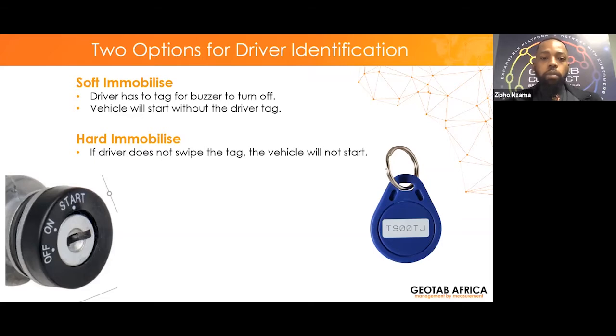100%. And the second part of my question is with regards to the hard immobilizer part. Now, let's say same scenario, I allocate tags to drivers, and upon the duty of the driver, he misplaces his tag and loses it. Is there any way that the system will allow me to be able to override the system in order to utilize the vehicle?